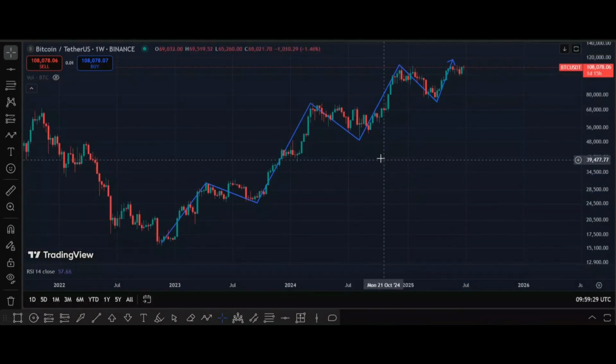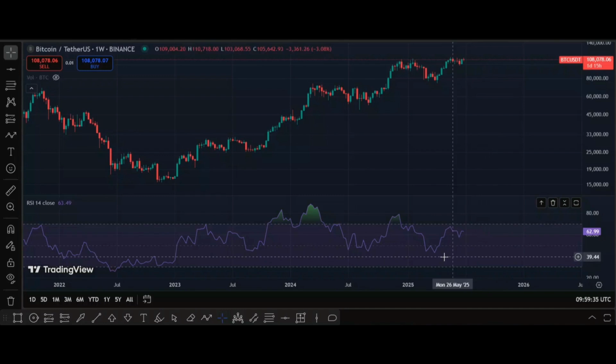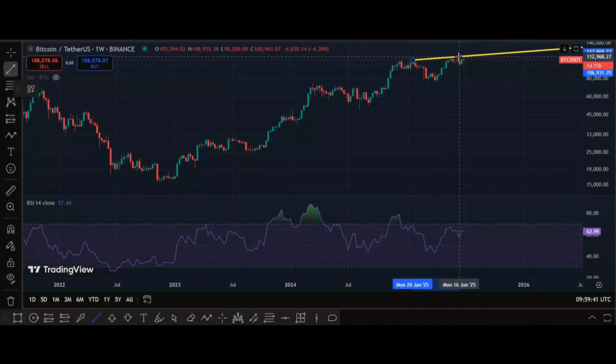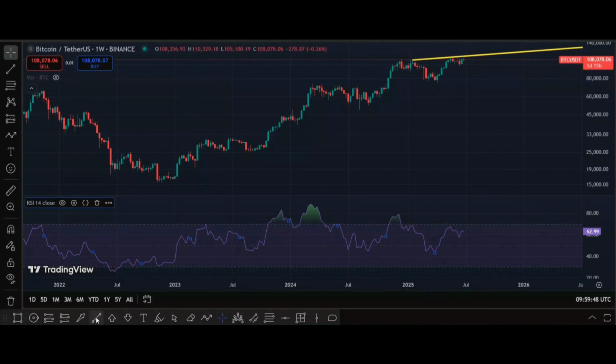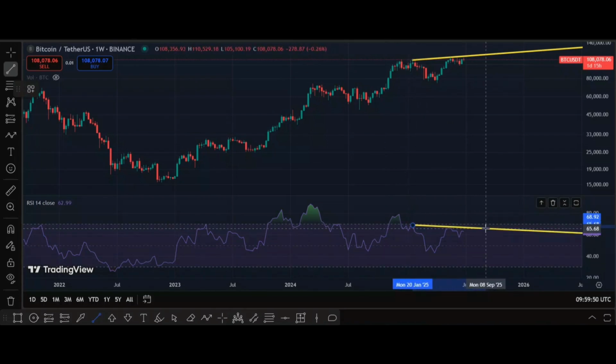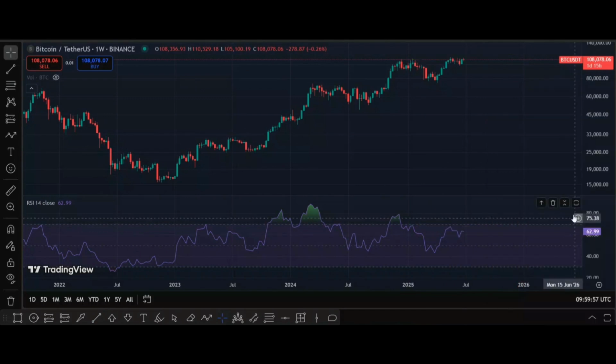Is it going to cool off? Maybe. Is it going to take a little breather? Possibly. Will it correct itself? Could be. And here's where things get spicy. We're seeing some negative divergence. That's like a secret signal, a little whisper in the crypto wind. Buckle up, it's going to be a wild ride.